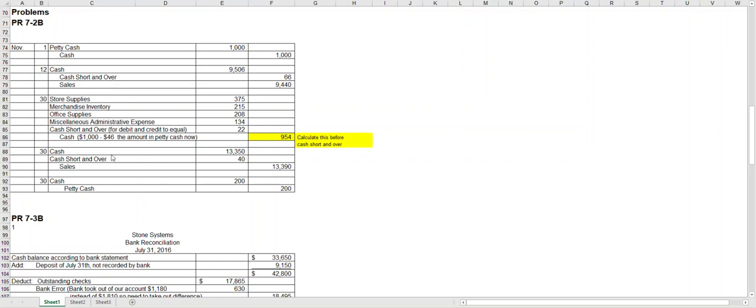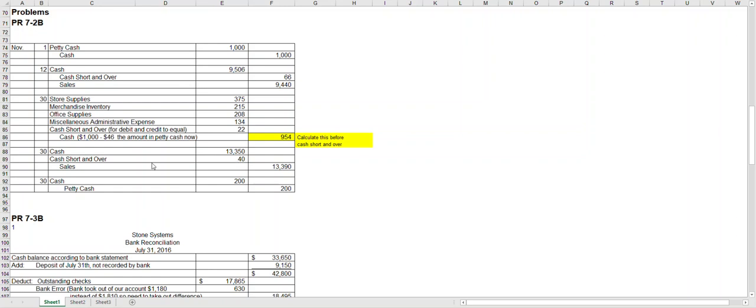Down here, the opposite happens. You have $13,350 in your cash drawer, but your sales tickets or your cash register tape showed $13,390. So therefore, to get it to balance out, you needed another debit of $40 for both sides to equal $13,390. Now, since that's a debit, that's going to be cash short, but it still goes to the same account, cash short and over. So notice the cash was less than the sales, so a debit entry would represent a cash short.